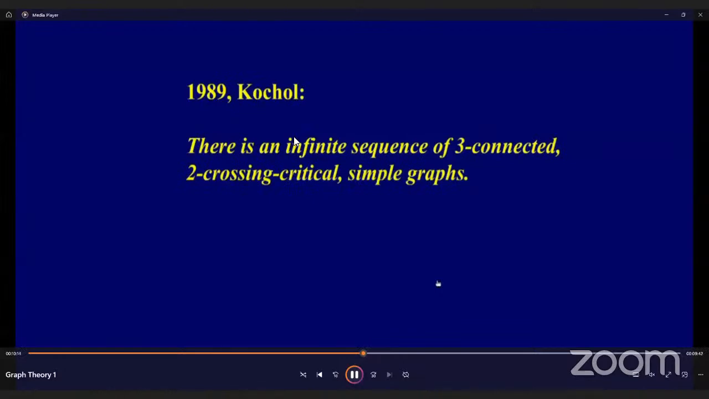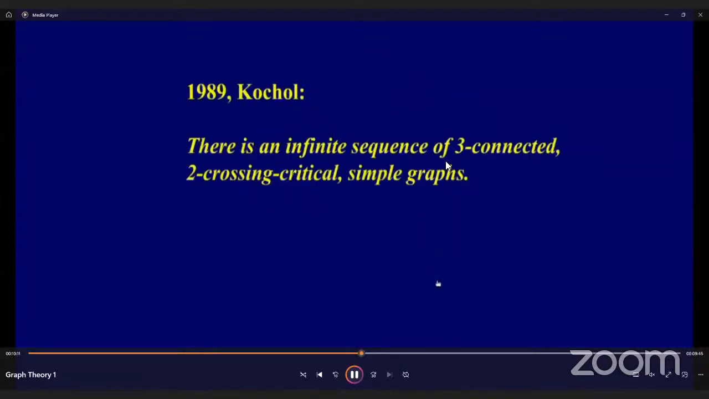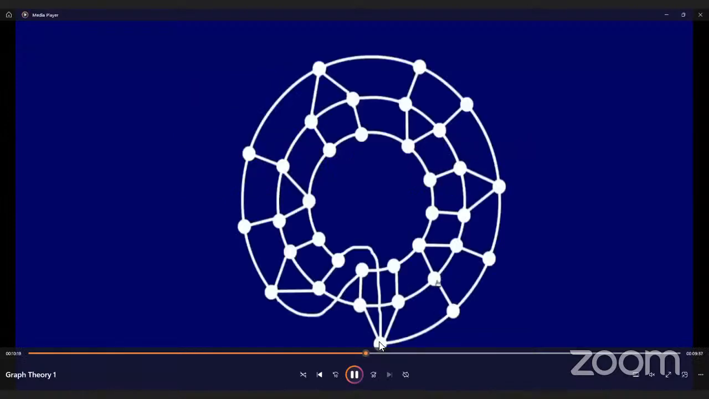Okay, continue. And this Kochol, he proved in 1989 this graph. This one is a 3-connected, 2-crossing-critical simple graph. So it has 2 crossings, and the 2 crossings are here: that's 1 and that's 2.